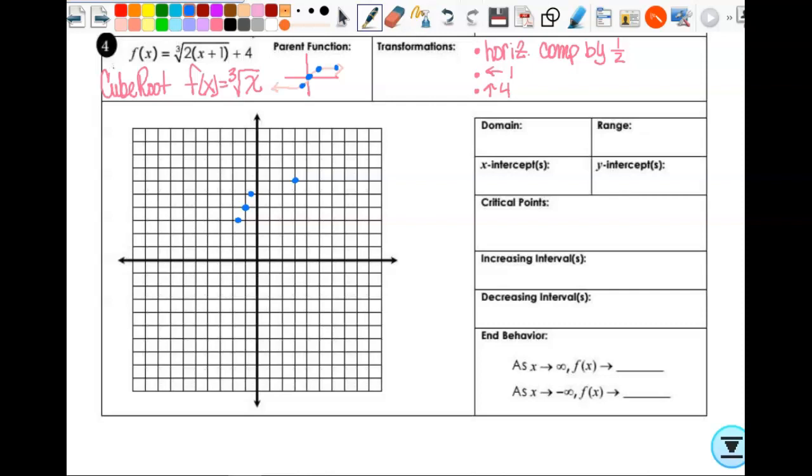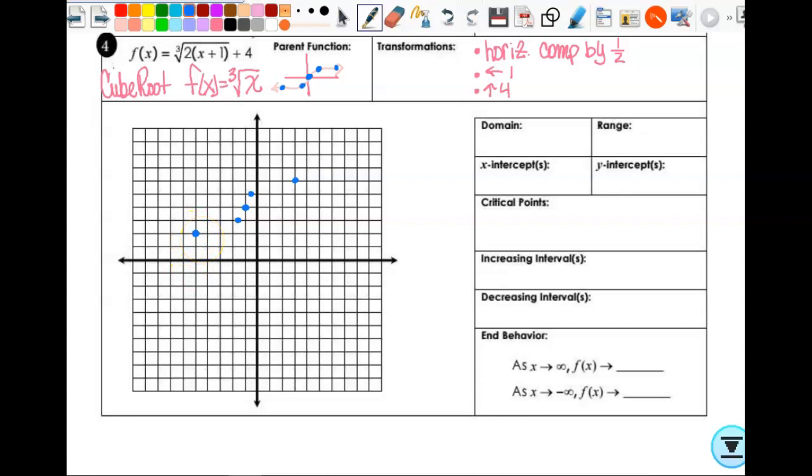Good? All right, so then what would my last one be? What would that ordered pair be for my anchor point? -8, -2. Dang it, I keep leaning on the board. So I'm going to go to -8, -2. Horizontal compression by 1/2, so now I'm at -4, -2. Then I move to the left 1 and up 4.